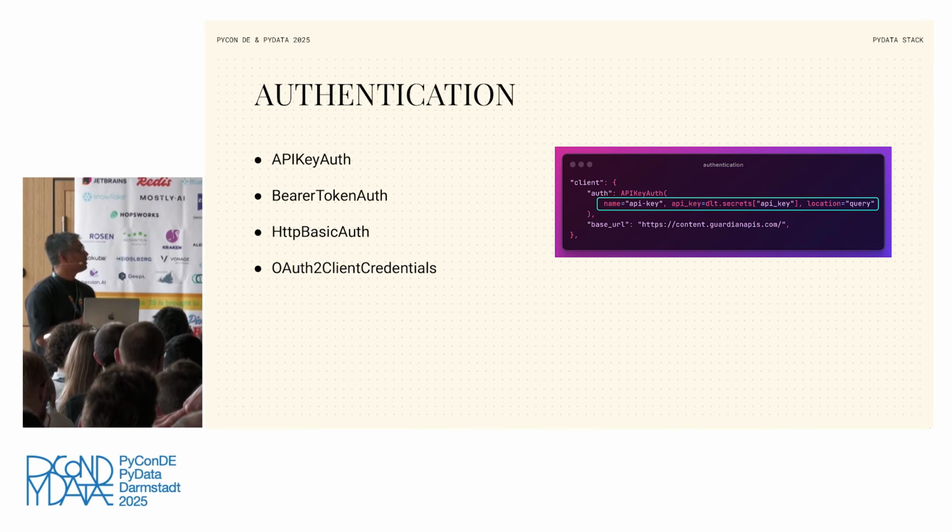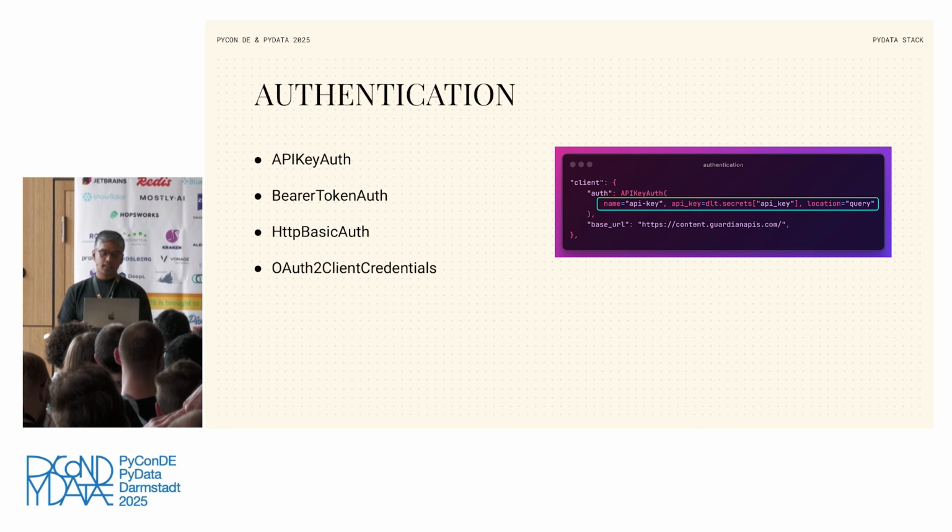I'll just touch quickly on authentication. Helpfully, the Star Wars API is completely unauthenticated, so it didn't need to use any of this. But it again exists. This is for the Guardian newspaper. They have an API key, and again, a very, very simple implementation of that.